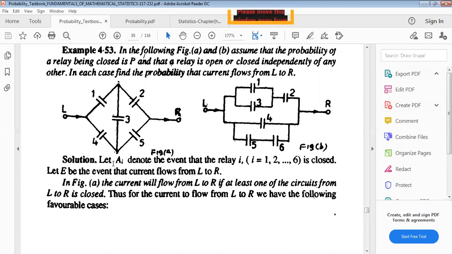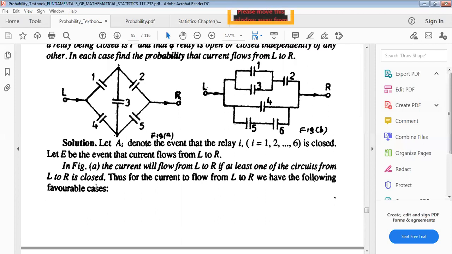Now the solution. Let Ai denote the event that relay i is closed, where i equals 1 to 6. How many? There are six relays, 1, 2, 3, 4, 5, 6. This i depends on these six. Let E be the event that current flows from L to R.